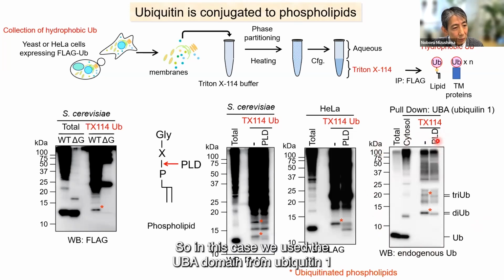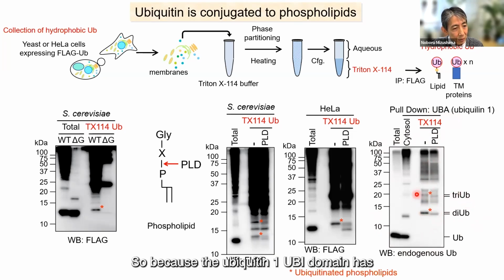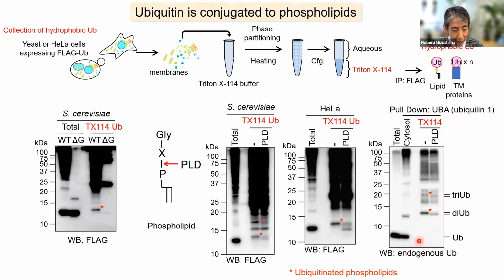In this case, we used the UIM domain from ubiquilin-1. And so we mainly detected tri-ubiquitinated or di-ubiquitinated phospholipids, because the ubiquilin-1 UIM domain has lower affinity to monoubiquitin. Although I don't show the data here, we also found that phospholipids can be polyubiquitinated. But for simplicity, we focused on these monoubiquitinated phospholipids.